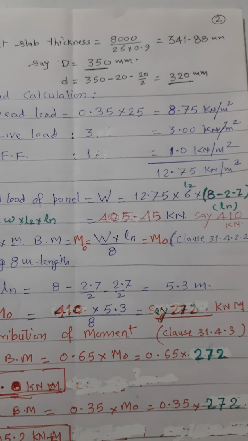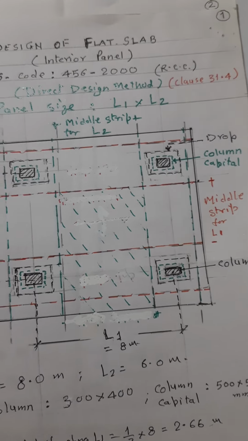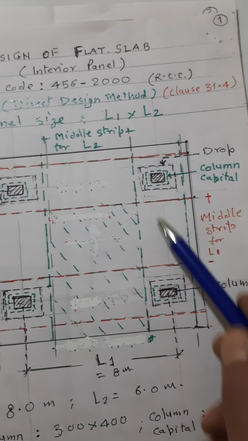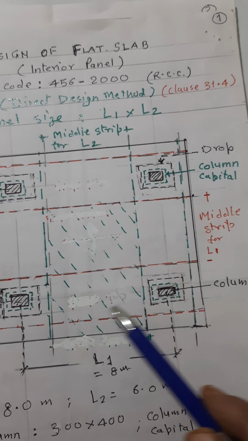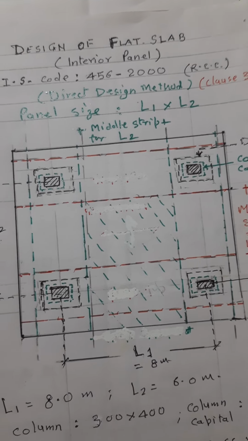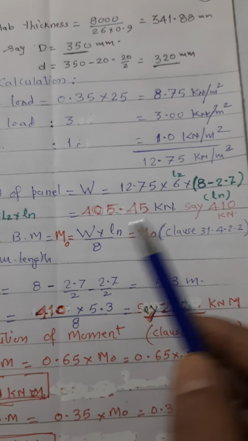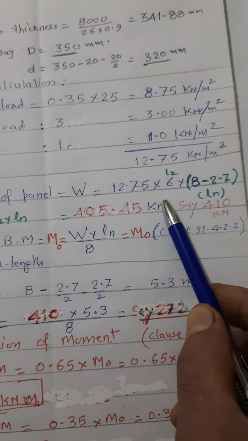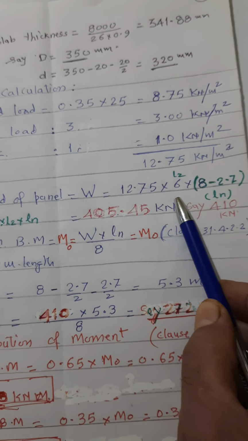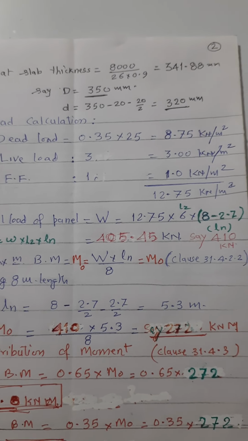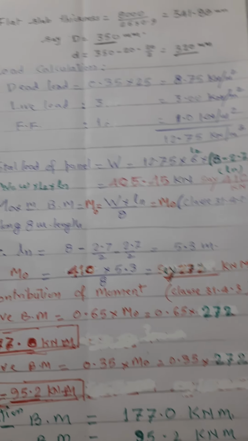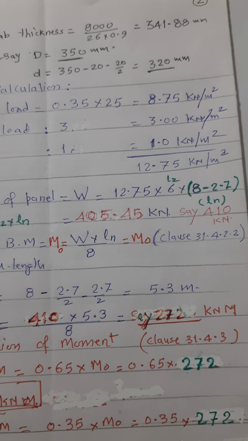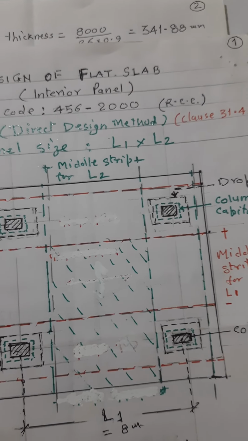Now when we are talking of the total load on the column, it is nothing but this load multiplied by the panel length, that is 8 cross 6, and we denote this total load by capital W. So capital W is nothing but this multiplied by 8 cross 6. But here it should be taken as 8 ln. W is nothing but ln and L2. I will rather correct it over here.